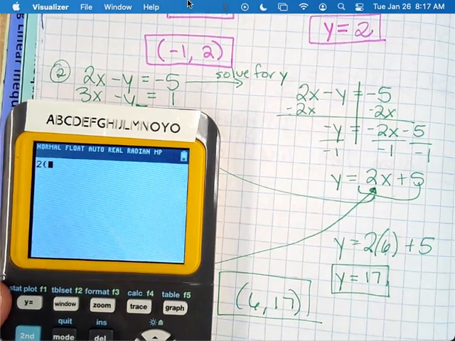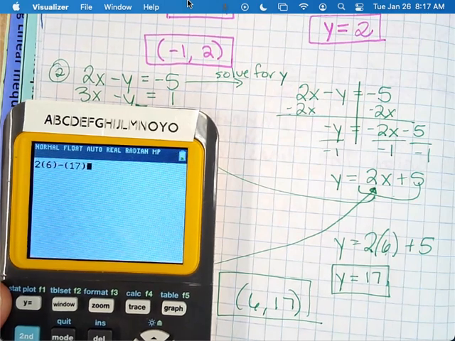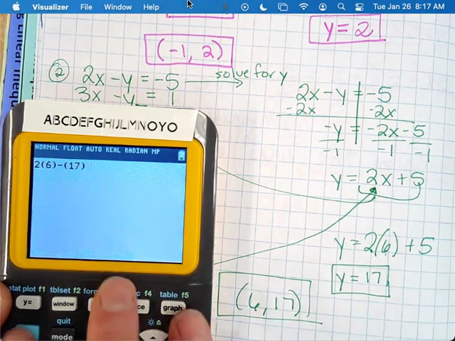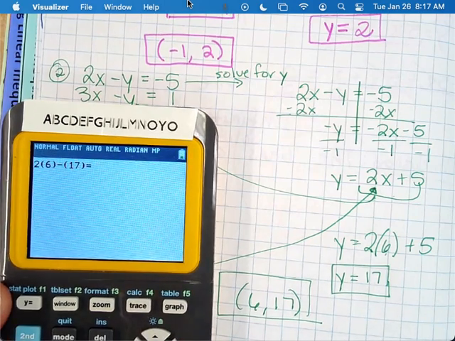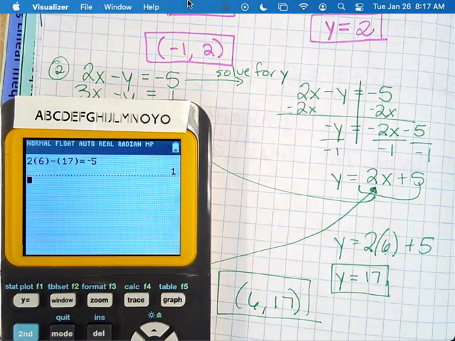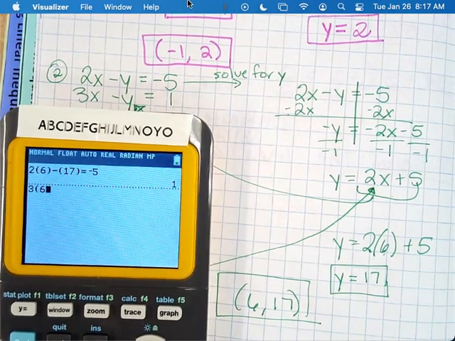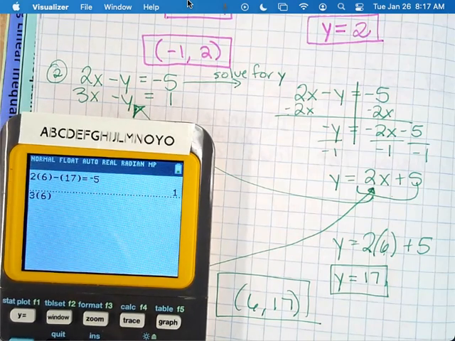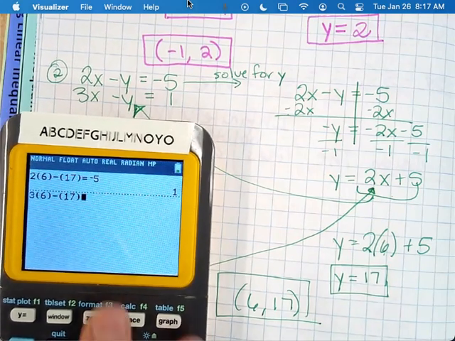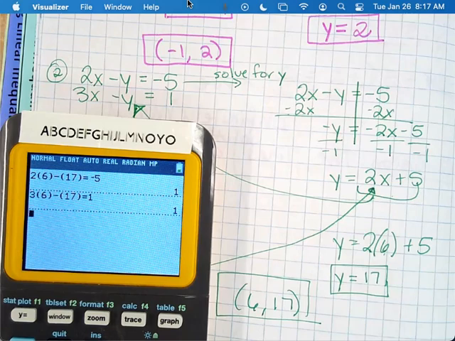This is going to be 2 times x, which is 6, minus 17. And then we test, does it equal negative 5? And so that's true. If it came out to say equals 0, then it'd be wrong. So 3 times x, minus 17, equals 1. So that is true. So that's just an easy way to check your answers. So you should have done that with those 2 problems from yesterday.